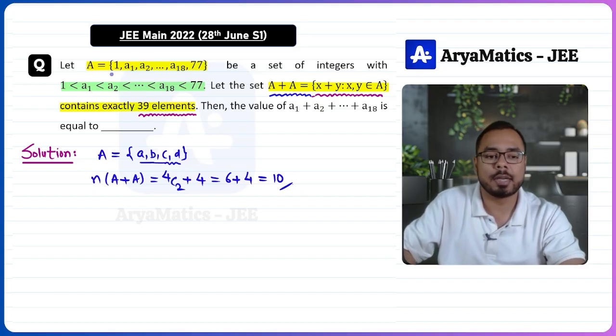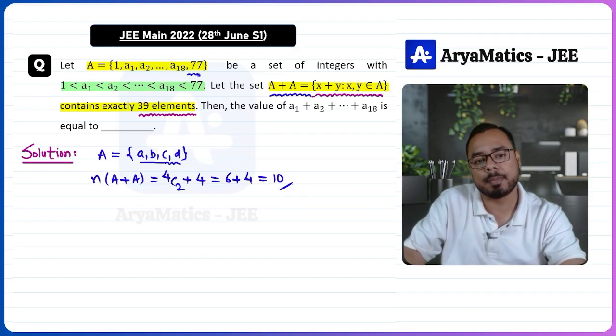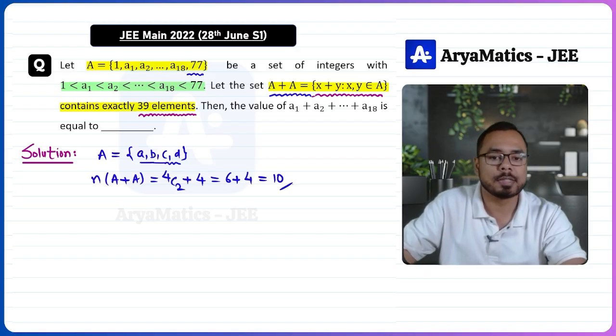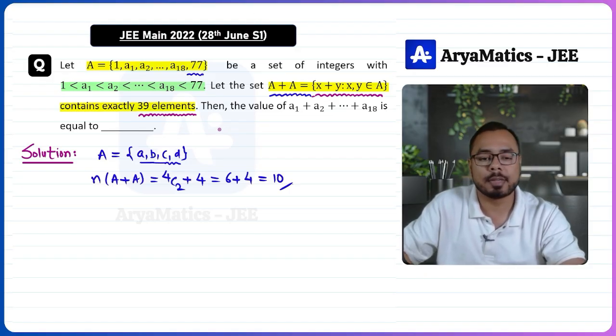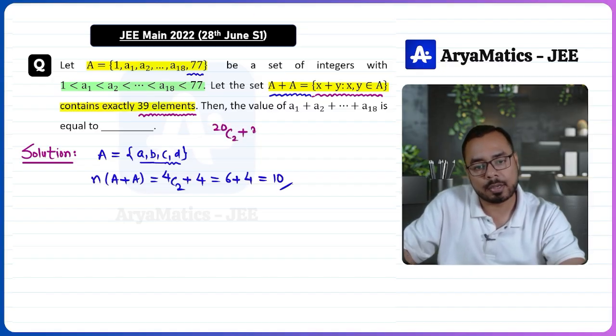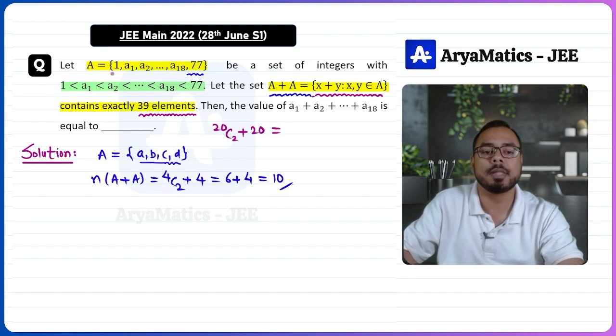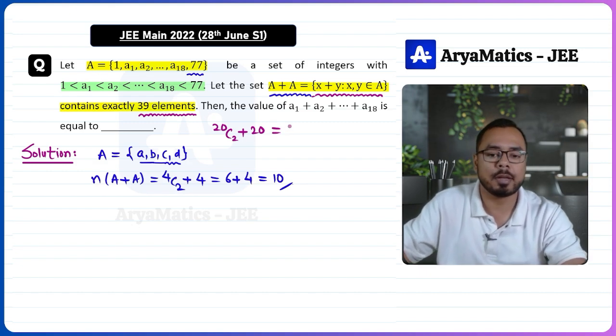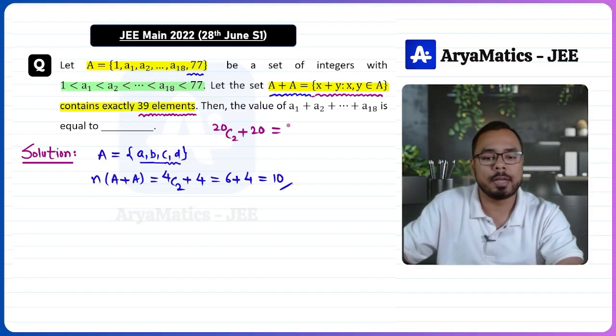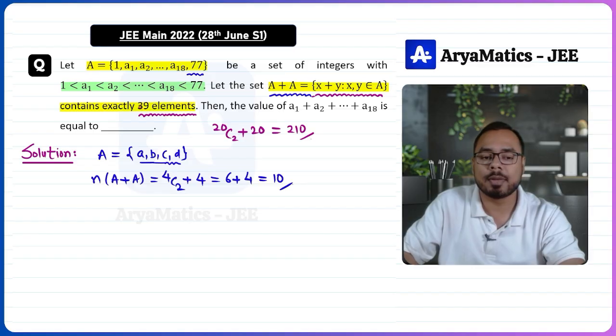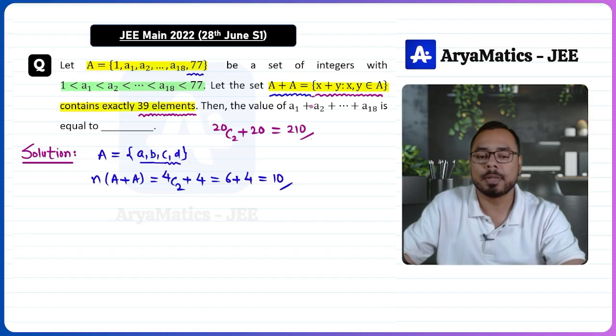By using that logic, in a set A, if I have 20 elements, then how many different sums should we get? For that, the answer should be 20C2 plus another 20. These many elements should be there in this set A plus A. Right? 20C2 will be 190 plus another 20, so that will be 210. But in the problem, it is given that we have only 39 elements in A plus A. That means many of the sums will not be distinct, they will give us the same sum.